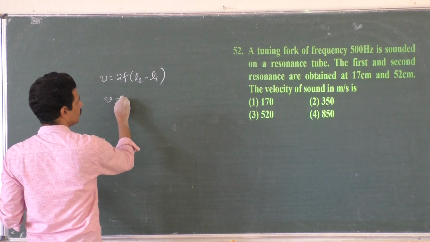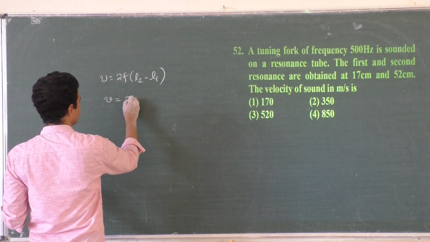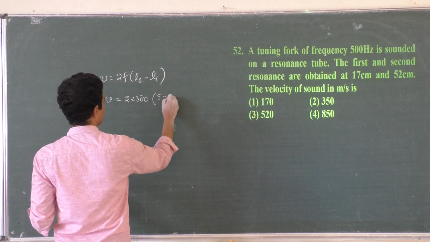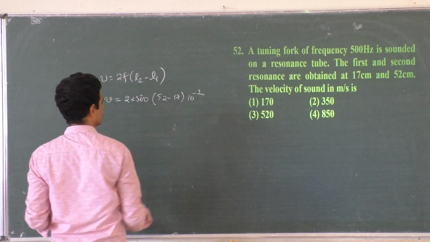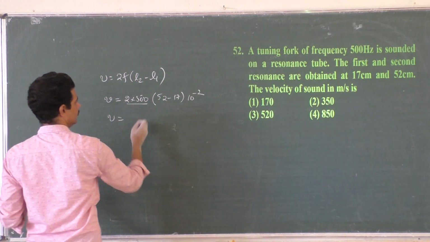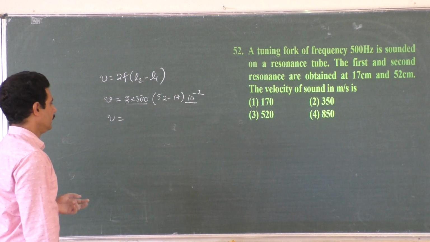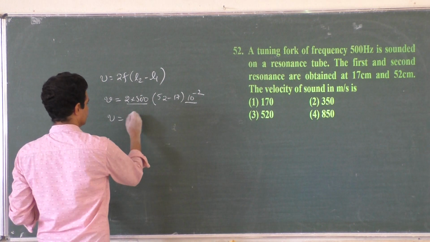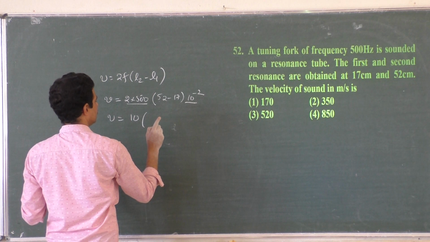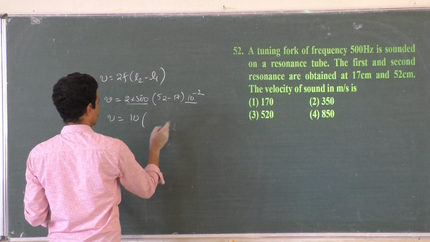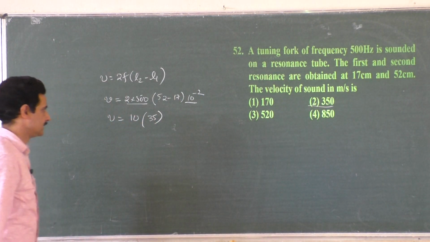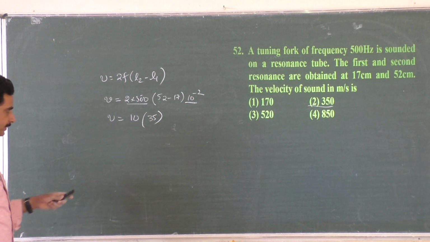V is equal to 2F, twice the frequency, into (L2 52 minus 17) into 10 to the power minus 2. That is 70, and they are in centimeters. If you want meter per second, 10 to the power 3 and 10 to the power minus 2 gives 10. 17 times 3 and 20, 32, 35, 350. Yes, 350 meters per second.